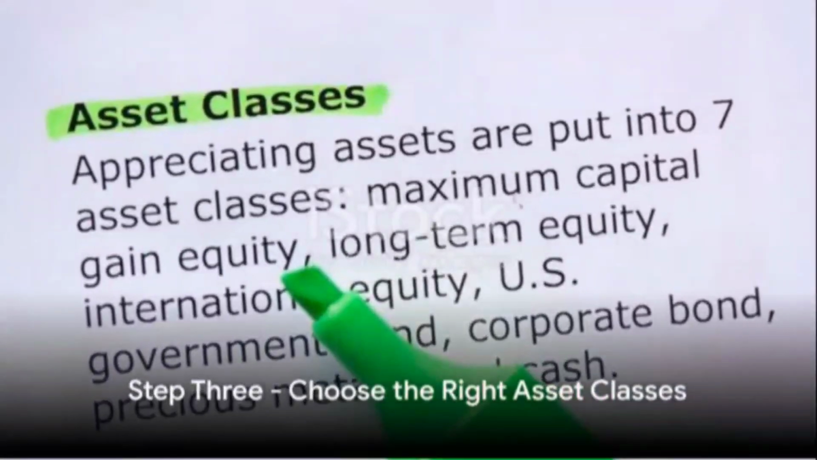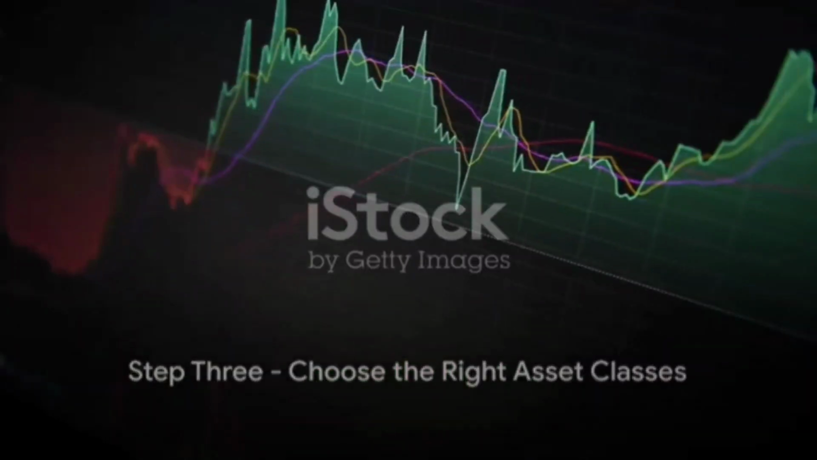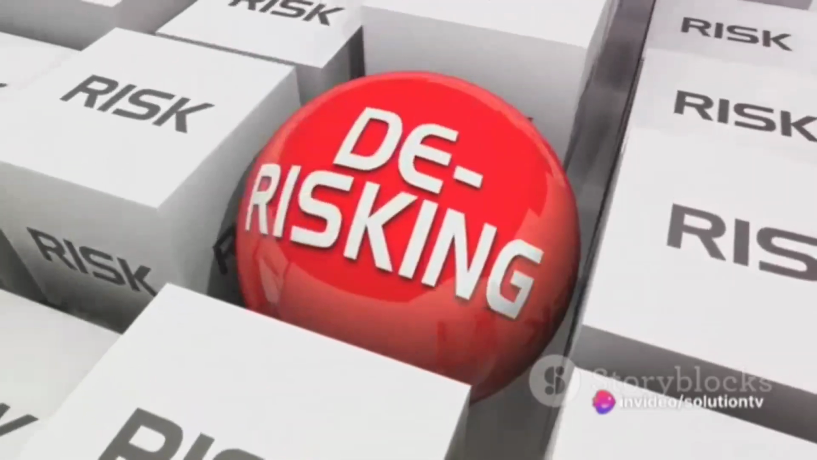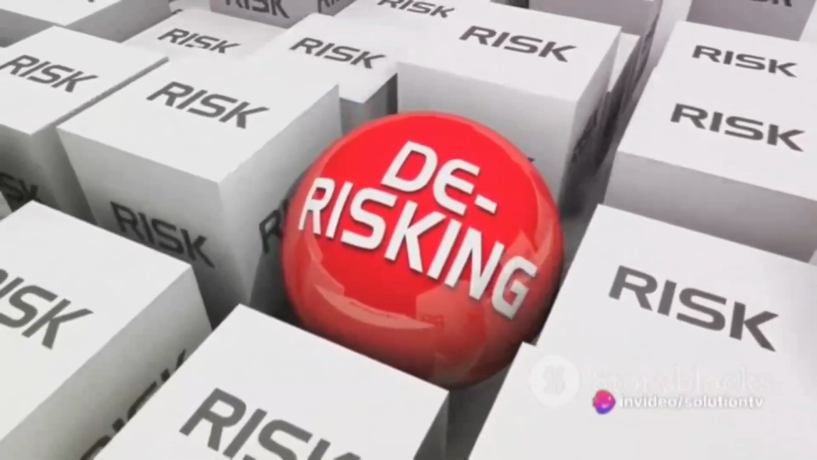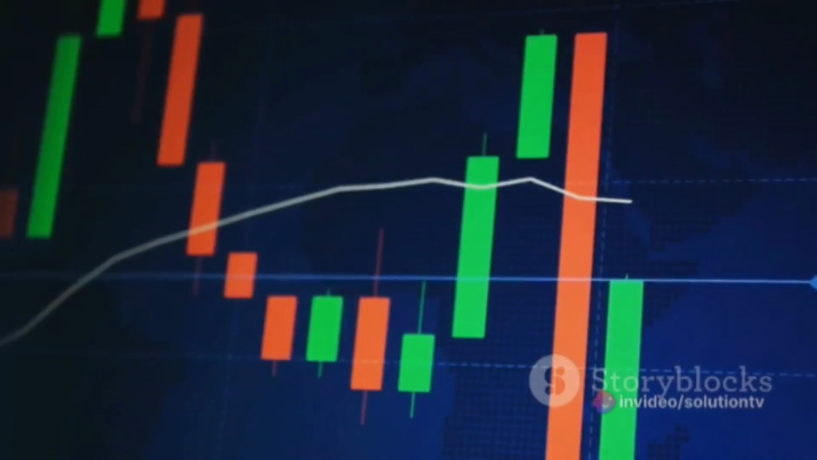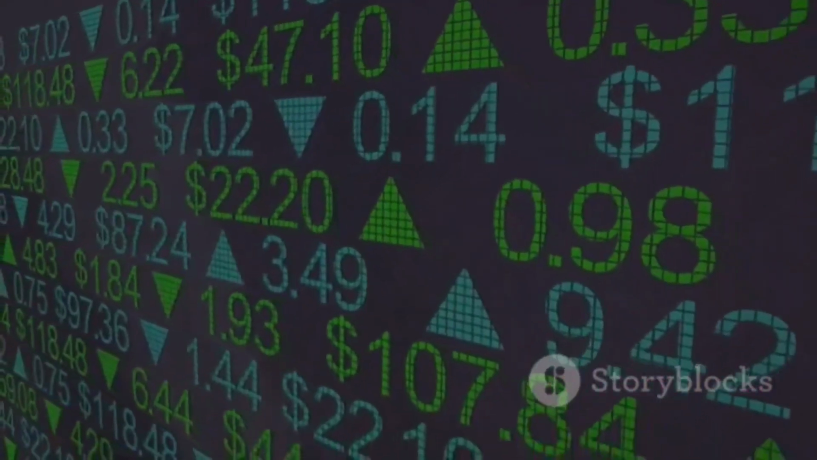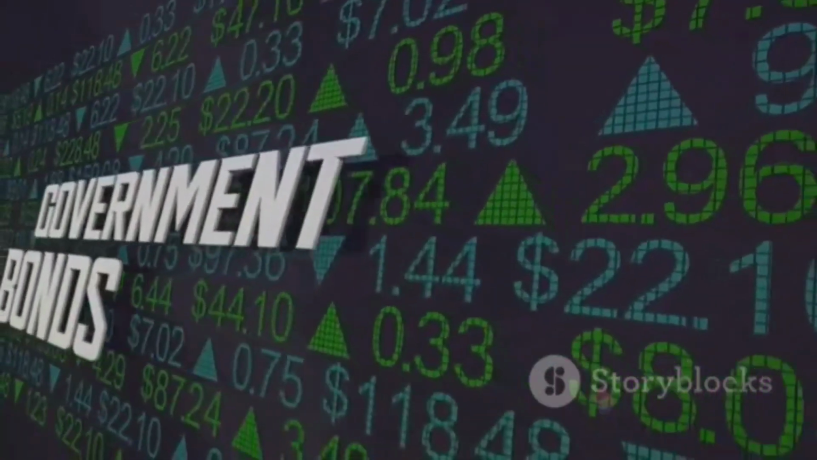Step 3. Choose the right asset classes. These typically include stocks, bonds, real estate, and cash. Each asset class has different levels of risk and return. Stocks, for example, are generally riskier but offer higher potential returns, while bonds are less risky but offer lower returns.